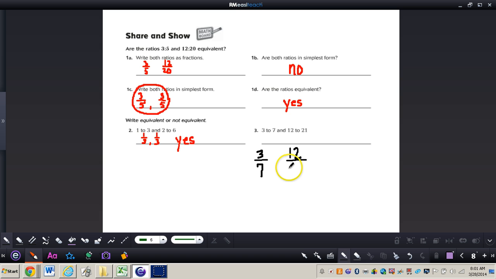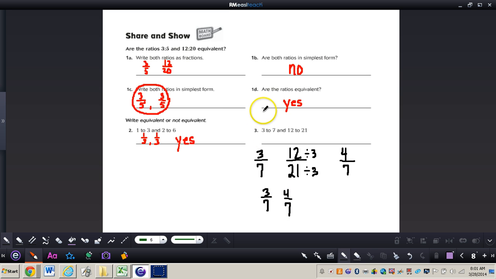What we need to do is simplify this to simplest terms. Now the greatest number that can go into both 12 and 21 is going to be 3. So what we do to the numerator, we must do to the denominator. 12 divided by 3 is going to give me 4. 21 divided by 3 will give me 7. Now, pretty simple to see, 3/7 and 4/7, they are not equivalent.